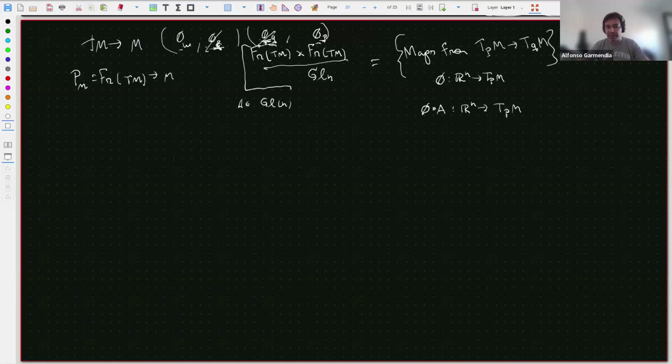And why these two are the same? Because an element here is an ordered basis in TP, and an element here is an ordered basis in TQ, and there will be only one diffeomorphism that sends this basis to this other basis. So I have a basis in Q and another basis in P. There is only one diffeomorphism that goes from here to here.